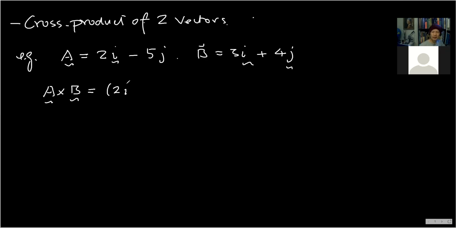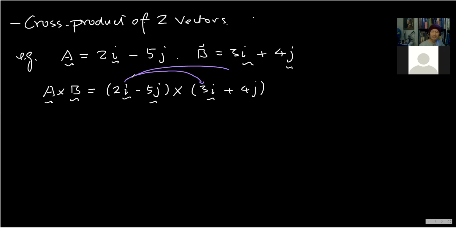You have 2i minus 5j. It's not simple. Cross product, can you see? And then that is 3i plus 4j. So then you have used your distribution algebra, can you see? So what you can do, you can multiply, cross product this first, second, third, fourth. You have 4 pairs to be dealt with.